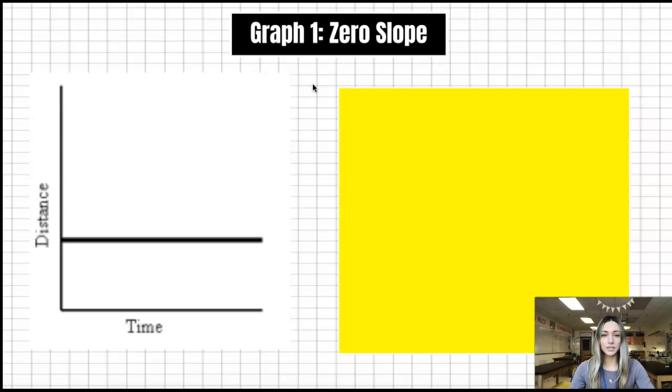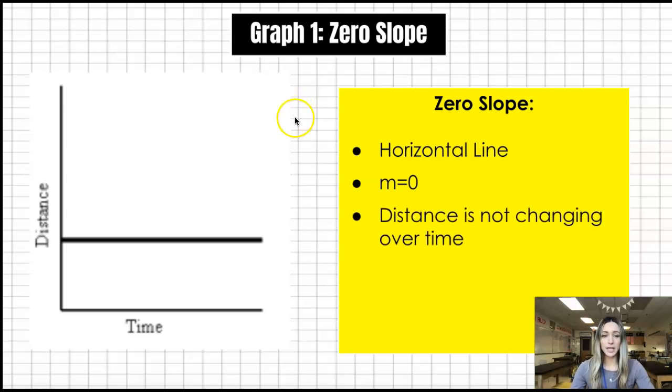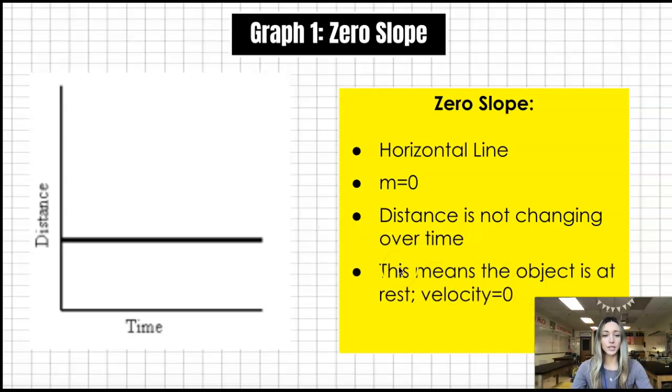The first potential type of slope that we can see on a distance versus time graph is a slope of 0. You should hopefully remember from math class that a line with a 0 slope is just a horizontal line. That is because there is no change in the y value, so if you were to plug that into my slope formula, you would get m equals 0. What this means on a distance versus time graph is that as time goes on, the distance of the object is not changing. An object whose distance is not changing over time is an object that is at rest, or with a velocity of 0.